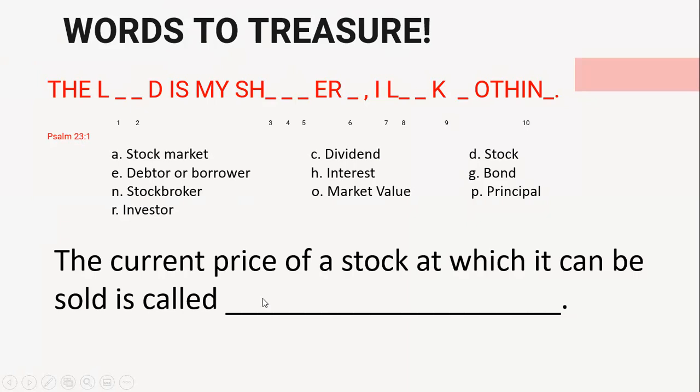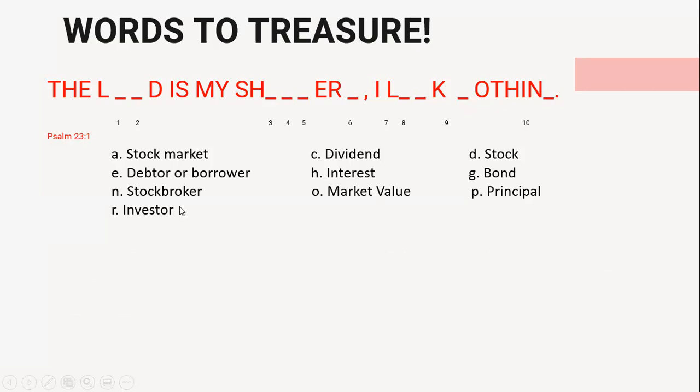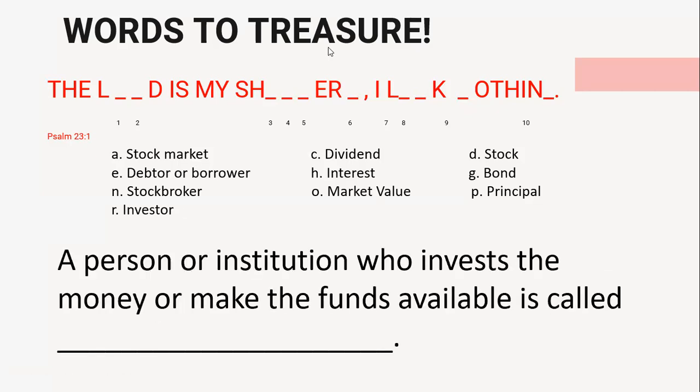Okay, question 1. The current price of a stock at which it can be sold is, yan. So you know naman what this word should be. So ibig sabihin, number 1 natin is O. So meaning, market value is the current price of a stock at which it can be sold. Daming lumalabas ngayon sa Facebook na ganyan, di ba? Halimbawa, pag invest ka daw sa Jollibee, ganito yung price. So yun yung mga sinasabi natin na market value.